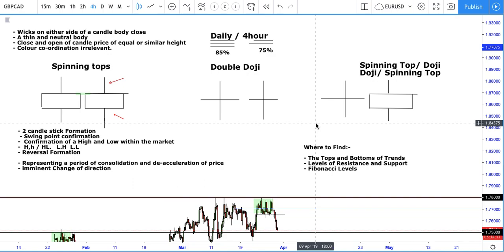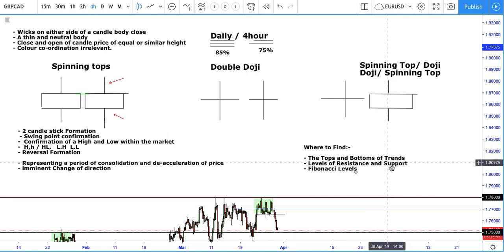So we are looking at this to confirm swing point reversals, confirmation of a higher low in a market, and representing that period of de-acceleration in price and imminent change of direction. The most important thing in a market, where something is over and above what it is, and we're looking to use this at the top and bottom of trends, levels of resistance and support, and Fibonacci regions.